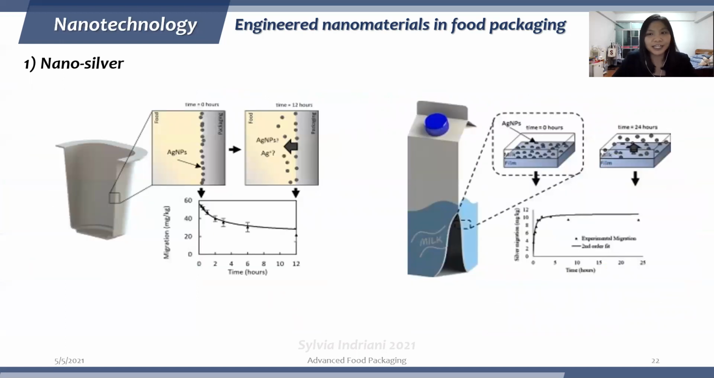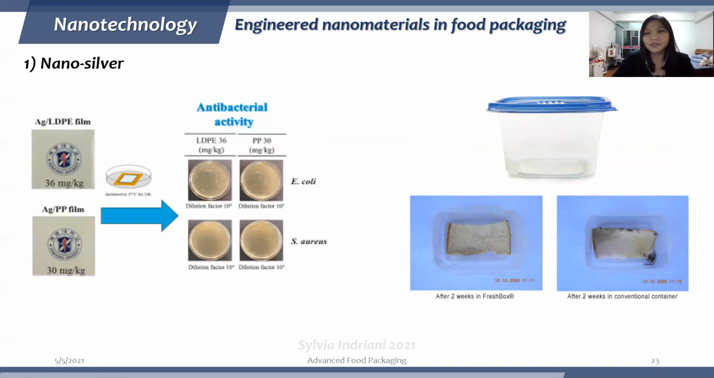Here are the applications. I think we all remember when we go to the modern supermarket and see the set yogurt packed in plastic here, and the UHT milk. And here are some studies proving that when nanosilver was incorporated in the food packaging, it can inhibit the growth of both gram-positive and gram-negative bacteria, as well as inhibit food spoilage.